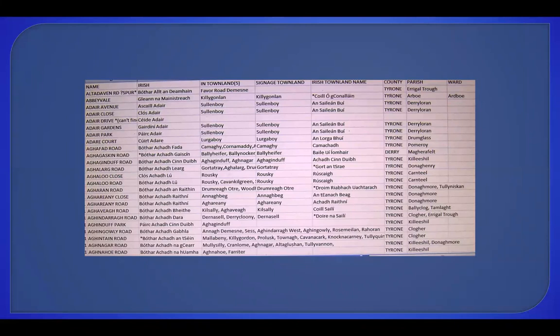When I started this work, as you see down here, I had worked out how to fit all the townlands in for every road. But I was advised, from the LPS website, that it wasn't necessary to say what all the townlands are that each road goes through. So in fact, that didn't take me as long as I thought. Then the signage townland, that's the name of the townland in which the road sign is, and then the county and the parish and the ward. I started off intending to put in wards, but I was advised that that wasn't really my role, so I didn't persist with putting in the wards.